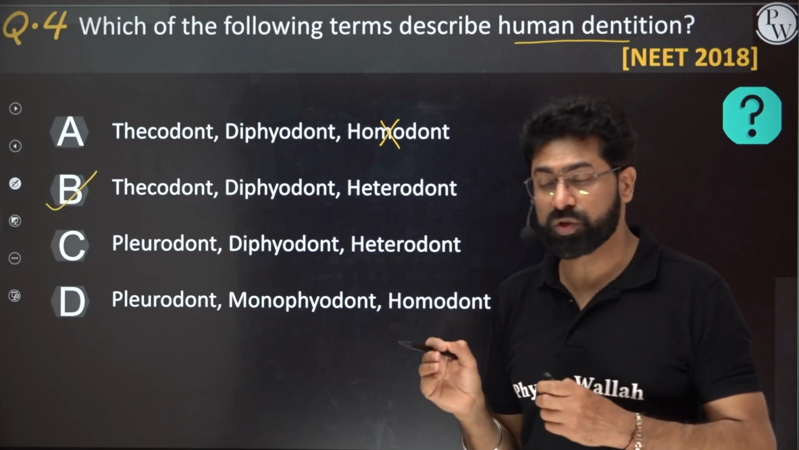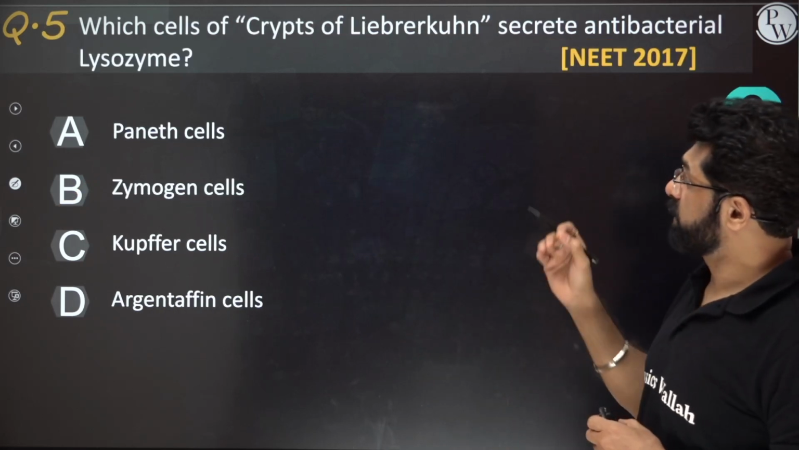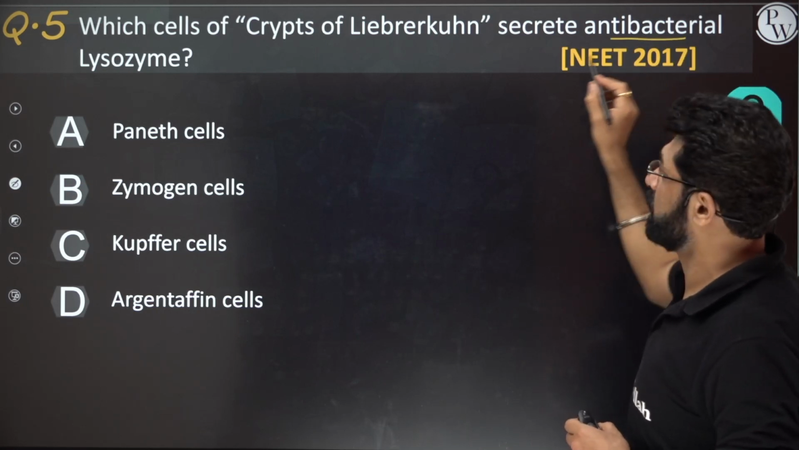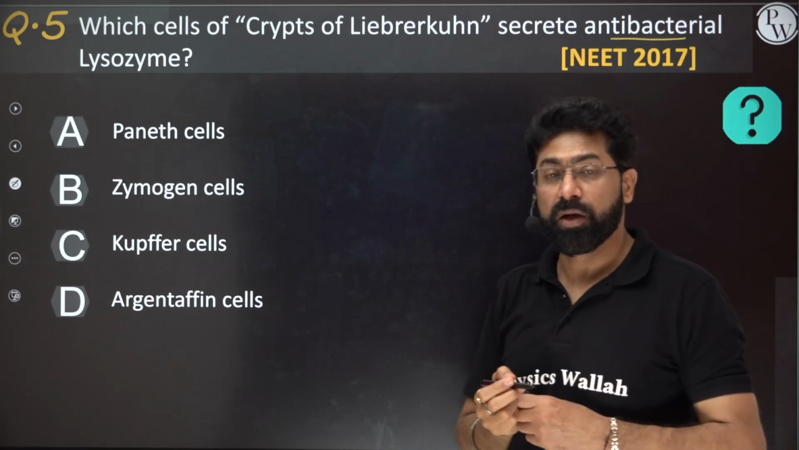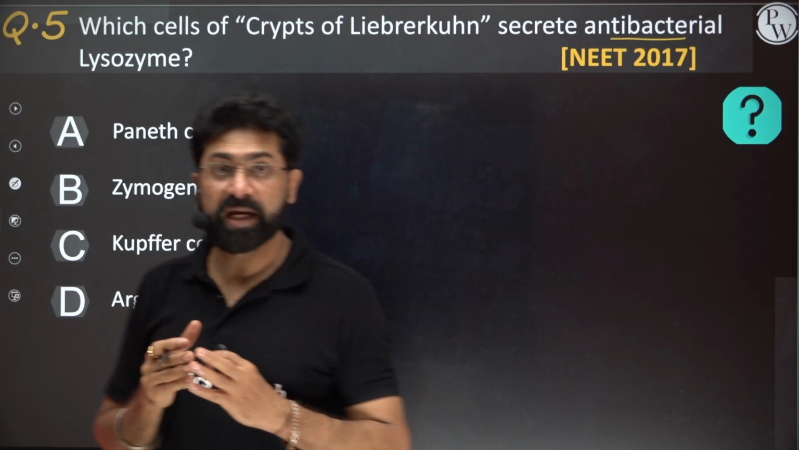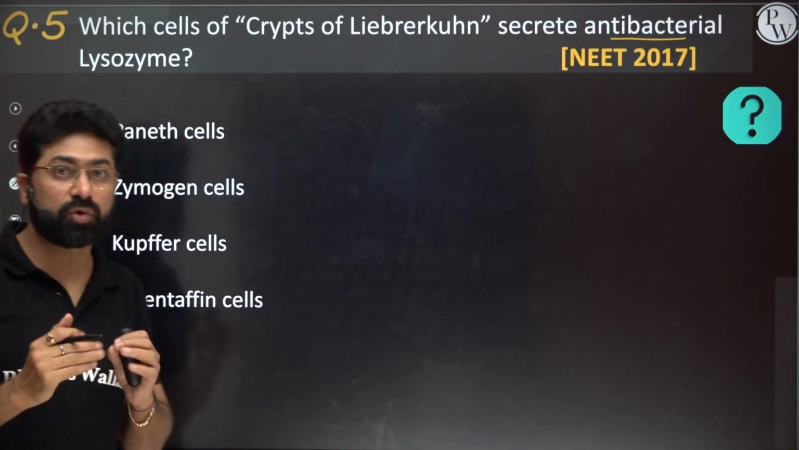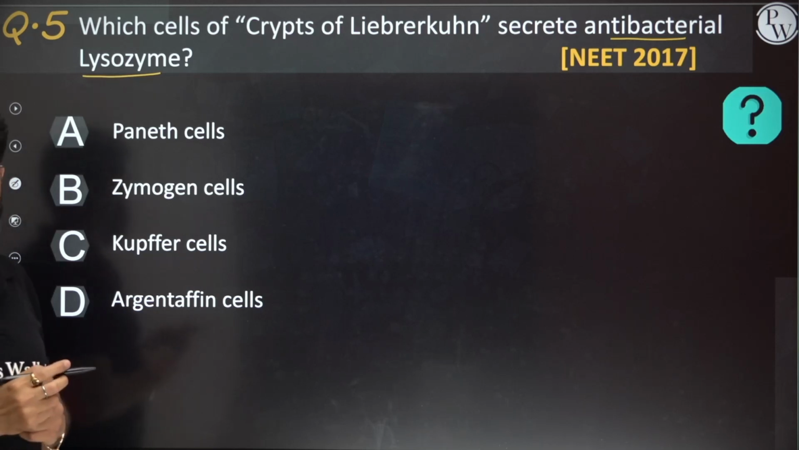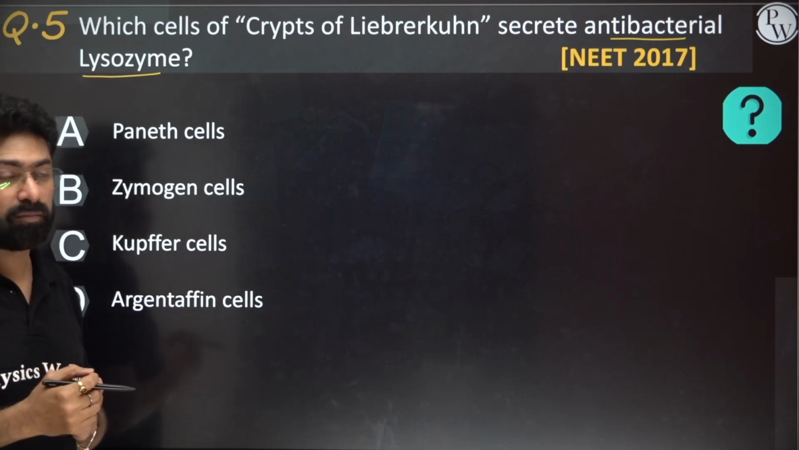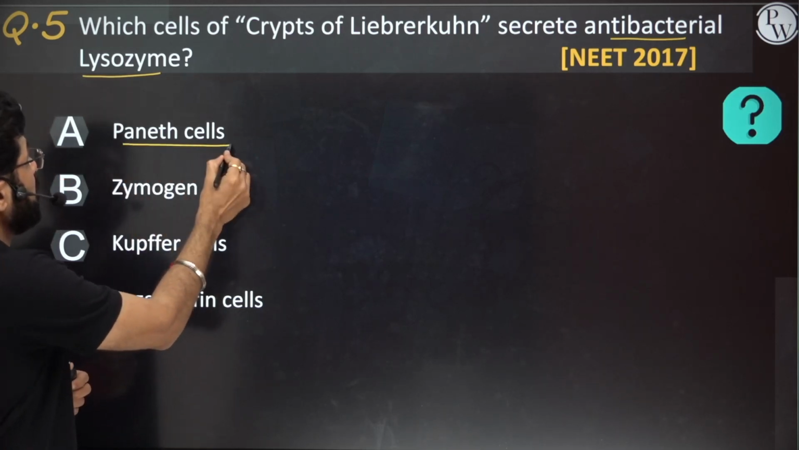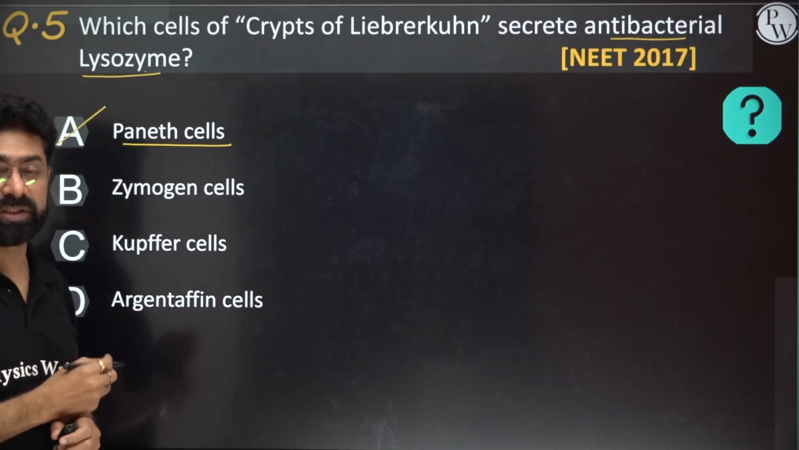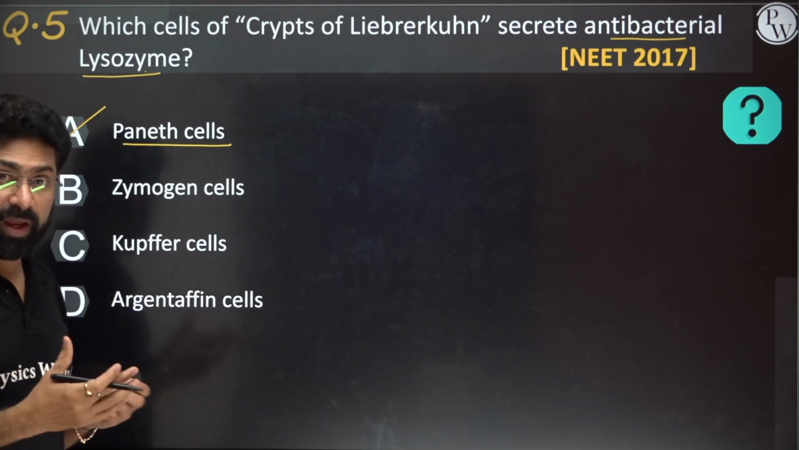Okay, such easy questions have been asked. Which cells of the crypts of Lieberkuhn secrete antibacterial lysozyme? Now, this is not given exactly in NCERT, but NCERT has talked about the lysozyme there. So, lysozyme is being secreted by the Paneth cells. Paneth cells will secrete the lysozyme component, which is antibacterial and has phagocytic properties.